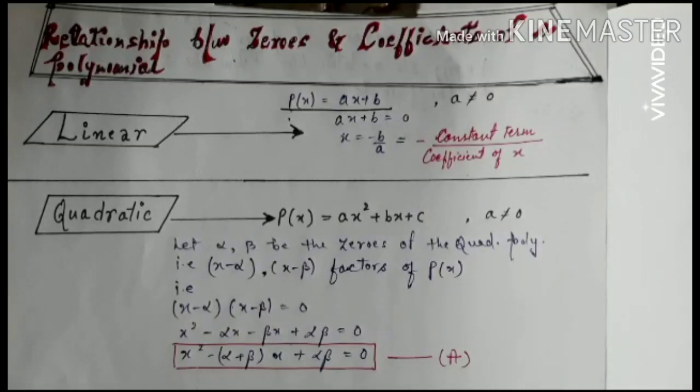Now our next topic is the relationship between zeros and coefficients of a polynomial. You have studied about the zeros of a polynomial. You know what a coefficient is.